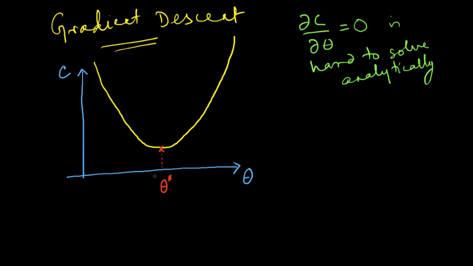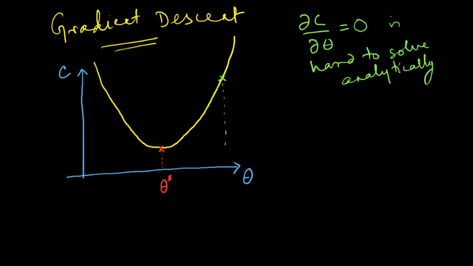Now if you could write an analytical expression for dou c by dou theta, equate that to 0 and analytically solve it, then great. But as I just mentioned, that is usually not possible to do in practical situations. So then we have to use some kind of a numerical method. So now let's take an initial guess. Let's pick some random value for theta, and let's say that value is somewhere over here.